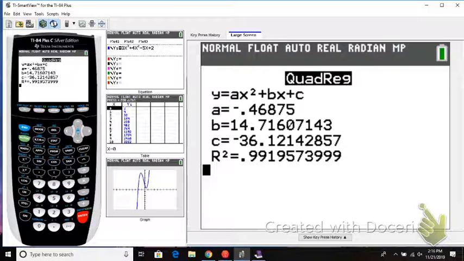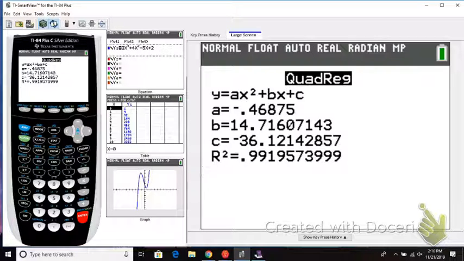And you should get an A, a B, and a C, because remember quadratic regression, or quadratic, a standard form is y equals ax squared plus bx plus c. We don't need the r squared. Well, we do need that. I'll get there in just 1 minute. If you don't have it, I'll get it for you.